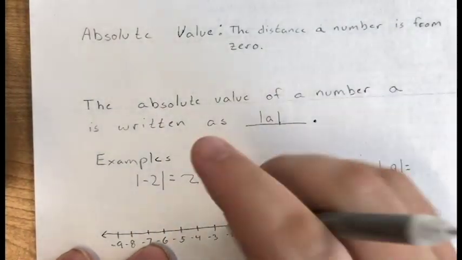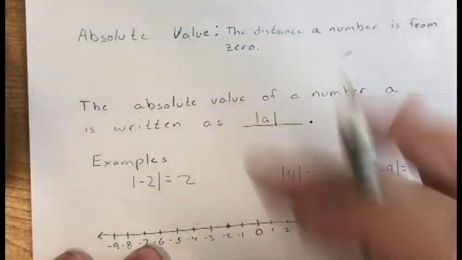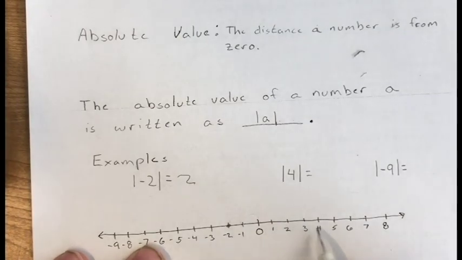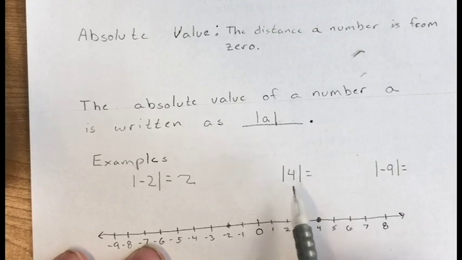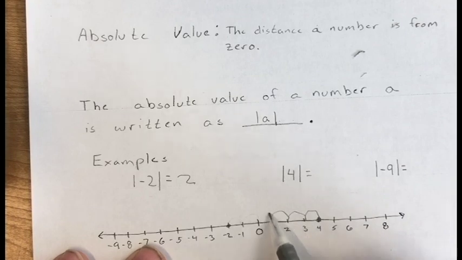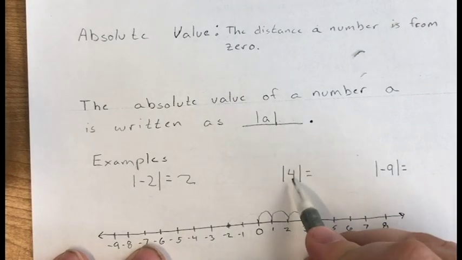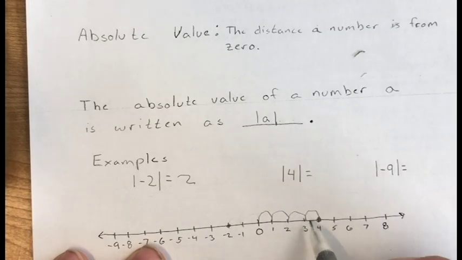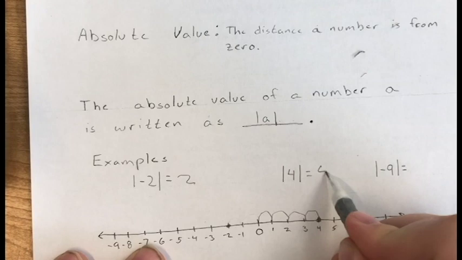All right, let's look at the number 4. The number 4 on my number line would be here. And I'm trying to find the absolute value of 4. That's what my bars are telling me. So I plot 4 and I'm looking for how many jumps it is away. So I can go 1, 2, 3, 4. So the absolute value of 4 happens to be 4.